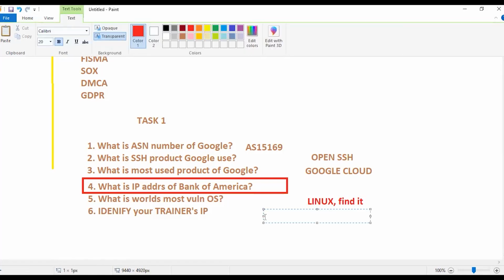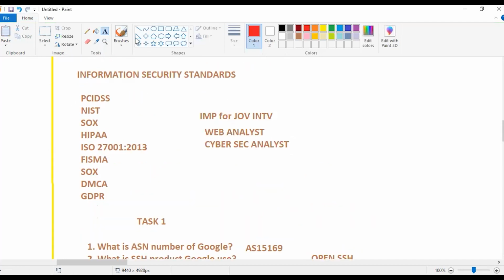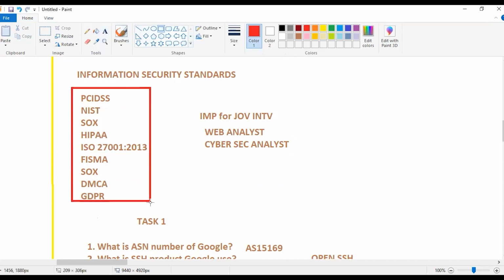These are your homeworks. You're not kids anymore, but still. And also, please learn these information security standards. I've not written the abbreviation for that. A little bit of homework from your side. Don't be fully dependent on me.